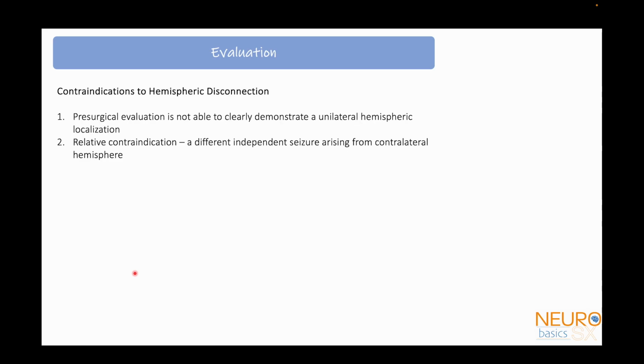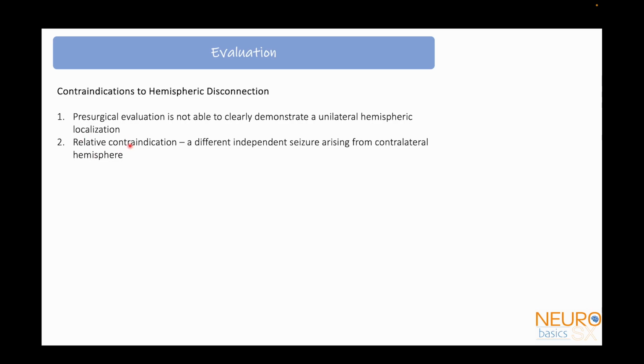Now, there are times when in hemispheric epilepsies, we should not consider a hemispheric disconnection. When it is clear you have done your evaluation and are not able to localize to a single hemisphere, then you should not do a hemispheric disconnection, because even after disconnection, epilepsy will continue to arise from the other side. That is where your palliative procedures might be more useful.